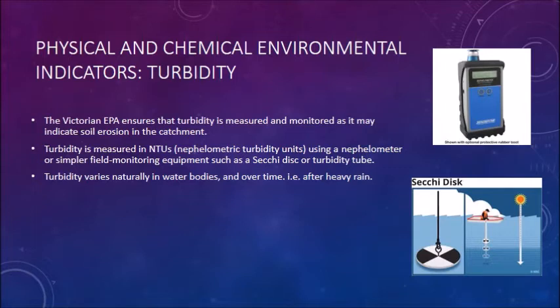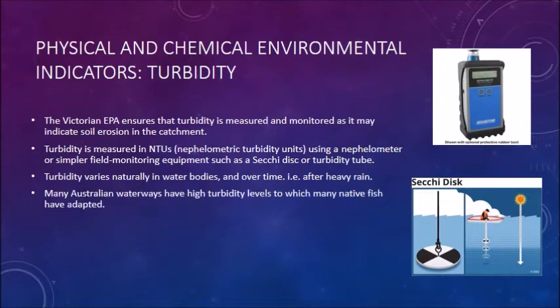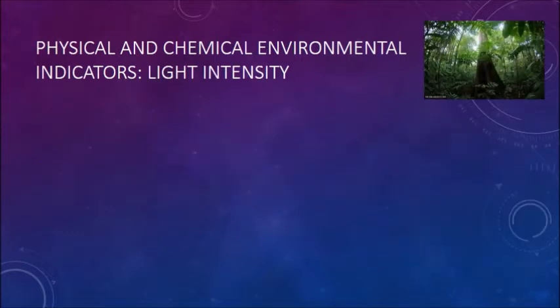We have one in school. Turbidity varies naturally in water bodies over time, like after heavy rain, for example, there's going to be more turbidity. If you go down to the Mitchell River at the moment, you'll see it's milky and murky after all the rain we're having. Here it says fish native to Australia have adapted to high turbidity levels in a lot of our waterways. So you think of the Murray River is naturally murky, and so are a lot of our other waterways. It's because they're long, there's lots of dry soil, and when we do rain, it washes the fine particles into these rivers.